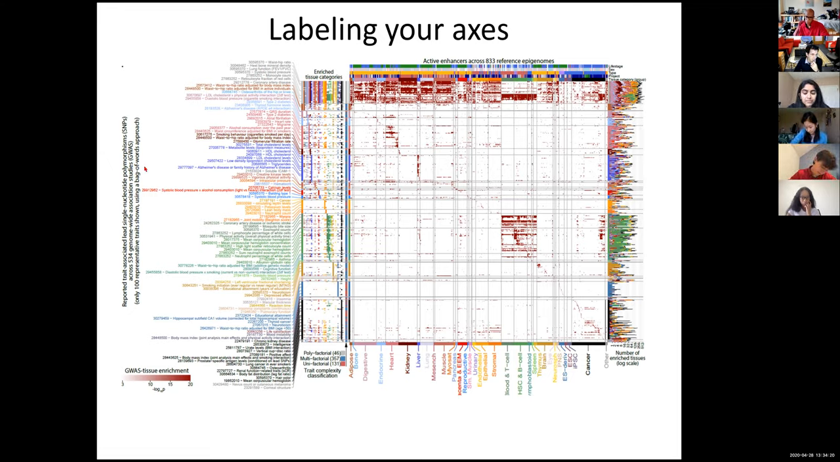And on the y-axis, I could have just said trait, right? Trait would have been a fine label, or not labeling at all would have been fine too, because all of these are traits. But instead, this is just going over the top. Are you ready? Reported, trait associated, lead, single nucleotide polymorphism across 534 genome-wide association studies, only 100 representative traits shown using a bag of words approach. I mean, it's ridiculous. It's obvious that it's trait. I didn't even have to write anything. But by putting it there, I'm basically being super explicit about what's being shown.